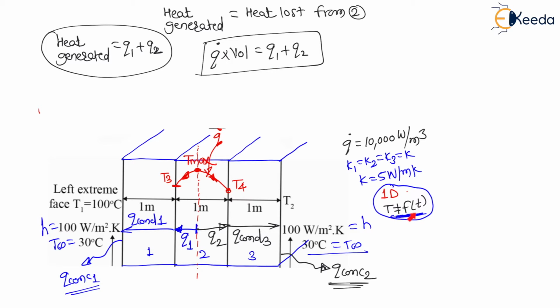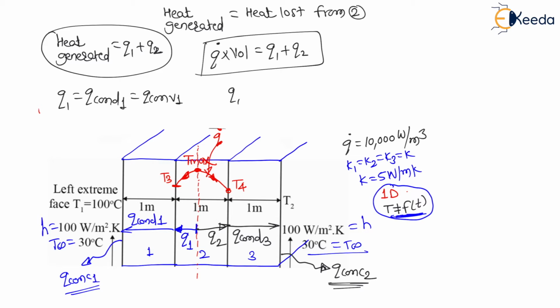Now, as they have mentioned steady state, that is, temperature is not a function of time. Therefore, whatever heat is conducted through the second slab towards the left, that is Q1, the same heat is conducted through the first slab, that is Q conduction 1, and the same heat is convected to the surrounding fluid. Therefore, we can say Q1 will be equal to Q conduction in the first slab, equal to Q convection 1 to the surrounding fluid.